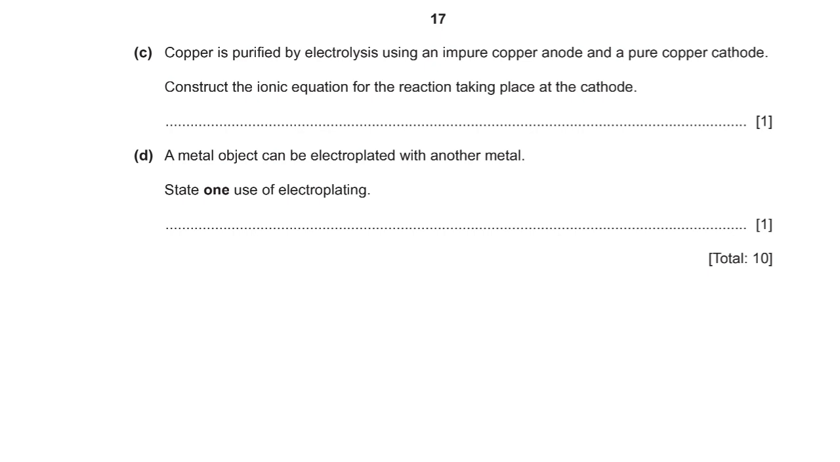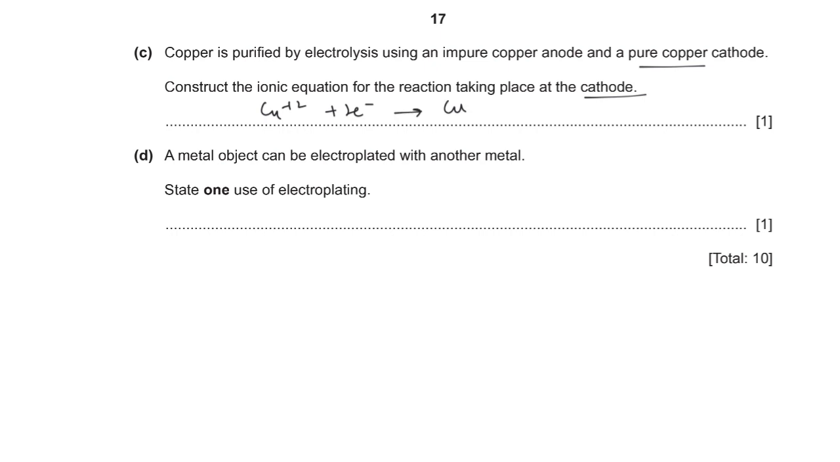The last part of this whole paper is that copper is purified by electrolysis using an impure copper anode and a pure copper cathode. Construct the ionic equation for the reaction taking place at cathode. At cathode, there is pure copper. Basically, electrons are being gained there. So copper ions go to the cathode and they gain 2 electrons, and copper metal is deposited.